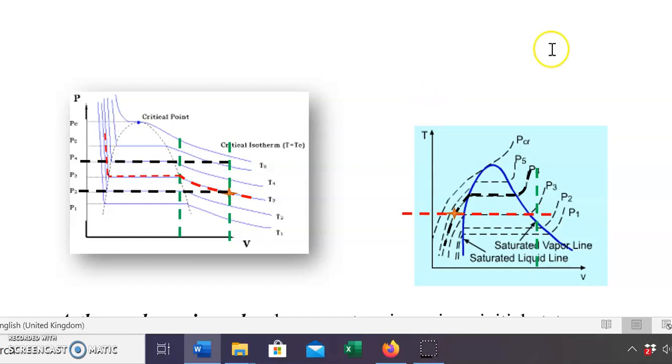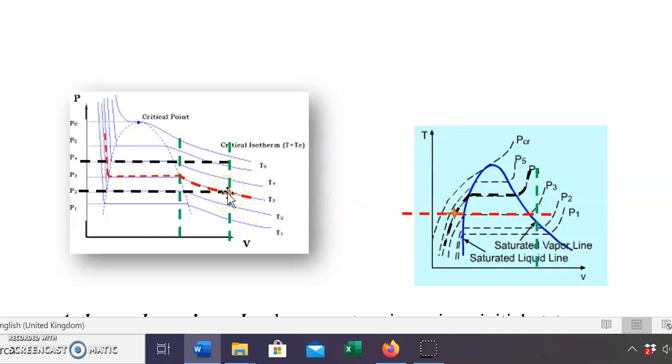Previously, in the earlier module, we were shown the property diagrams PV and TV, with isobaric lines in black, isothermal lines in red, and isochoric lines in green. You can also indicate the state of the working fluid of your system on the property diagrams. Let's say you know the pressure of your system and the temperature; the intersection of those two lines will show the state of your working fluid. And here you can also get your volume on the TV diagram.